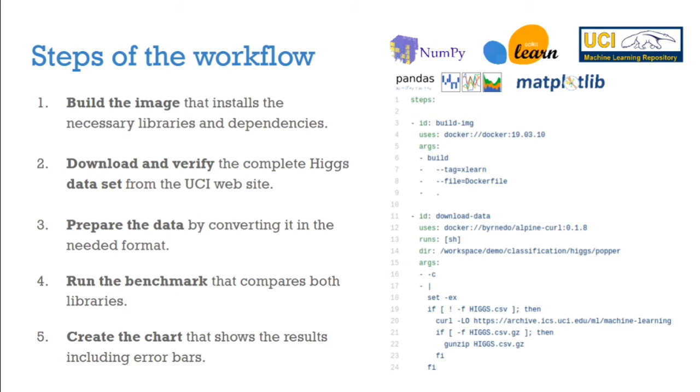Now, I'll describe each of the steps that the workflow performs. The workflow first builds the image that is in charge of installing the libraries and dependencies necessary for this to work smoothly. Then it downloads and verifies the complete Higgs dataset from the UCI website, which has 11 million entries. Then the workflow proceeds to prepare the data by converting it to the needed format. The next step is to run the benchmark that compares both libraries, and the final step consists of creating the chart that shows the results including error bars.